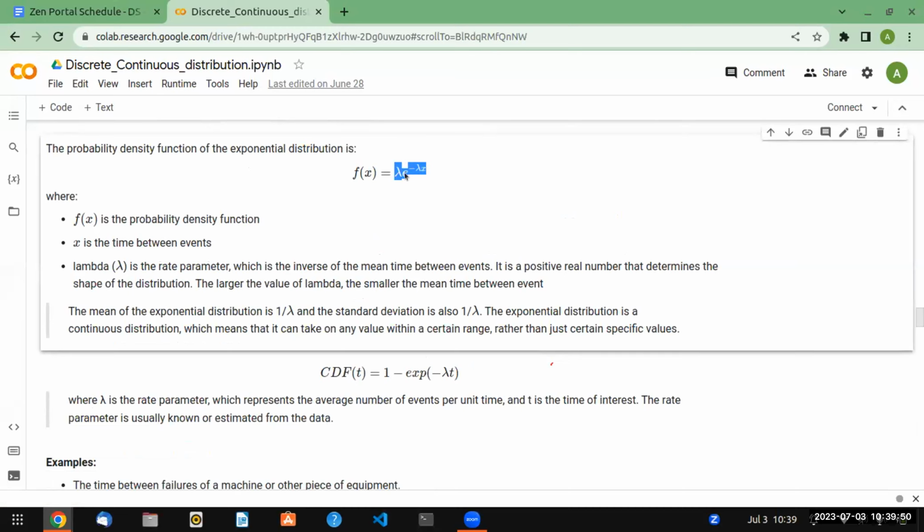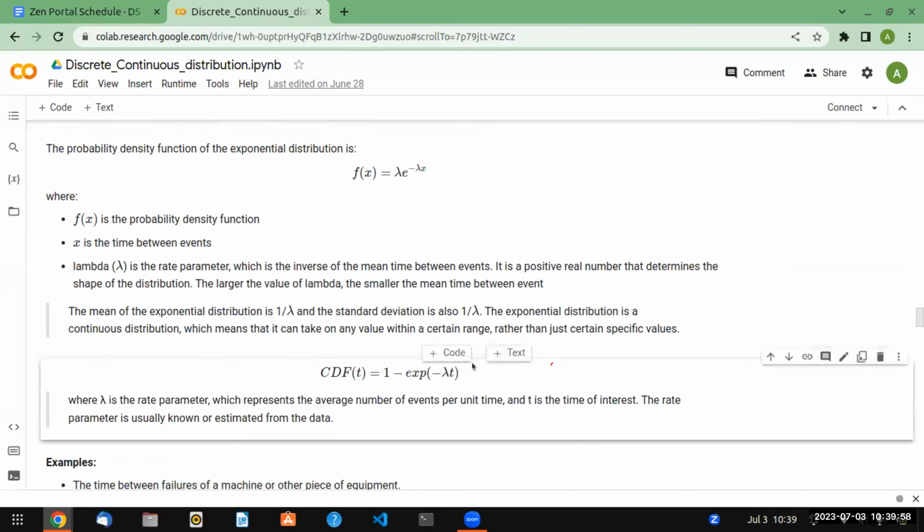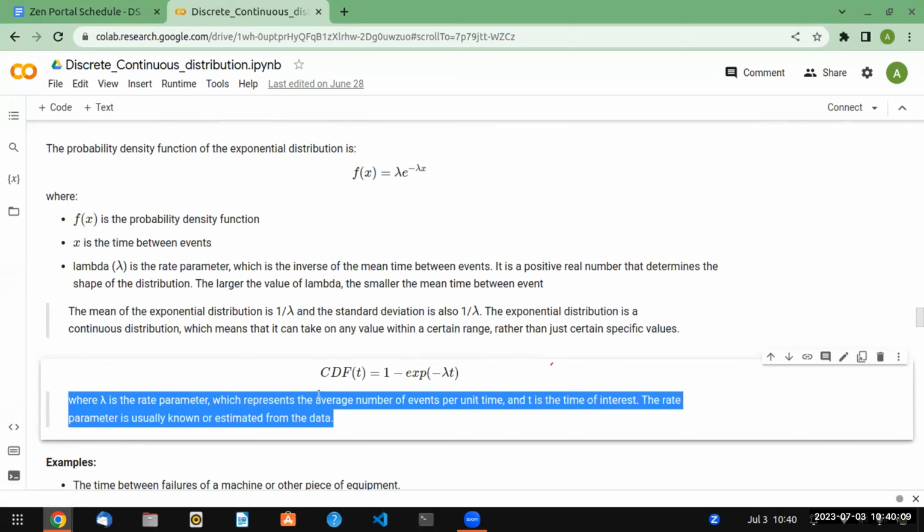Now, if you integrate this f of x from minus infinity to a certain value, that will give you the CDF, and the value will come as 1 minus e to the power minus lambda t, where lambda is the rate parameter, which represents the average number of events per unit time.